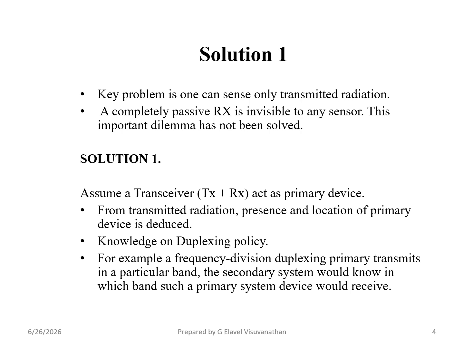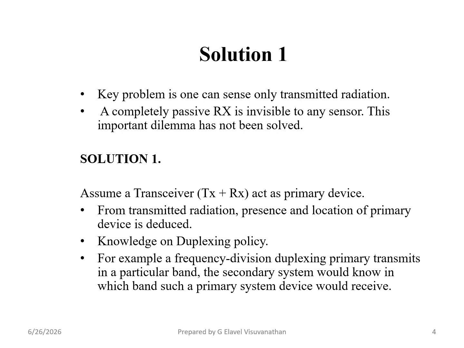First, problem number one. The key problem is that one can sense only transmitted radiation. A completely passive receiver is invisible to any sensor. This important dilemma has not been solved. So here the problem is that one can sense only transmitted radiation, a completely passive receiver is invisible to any sensor, and this important dilemma has not been solved.